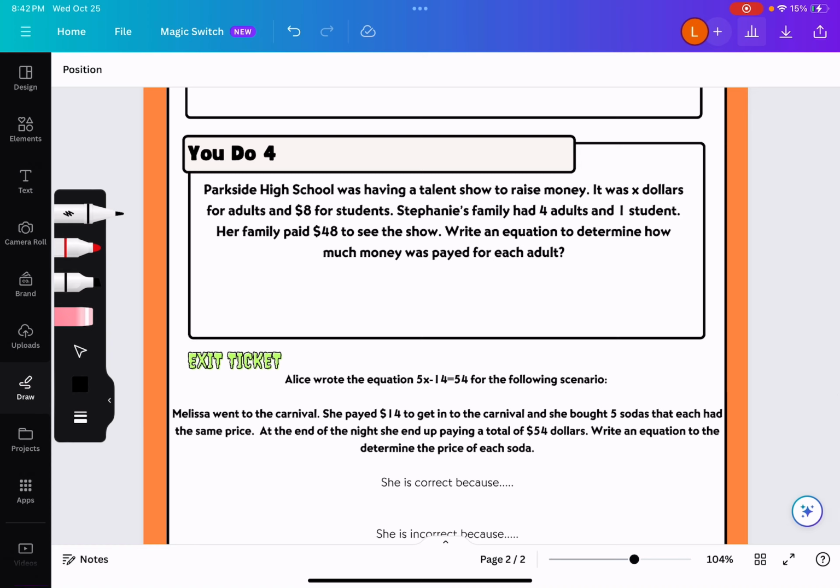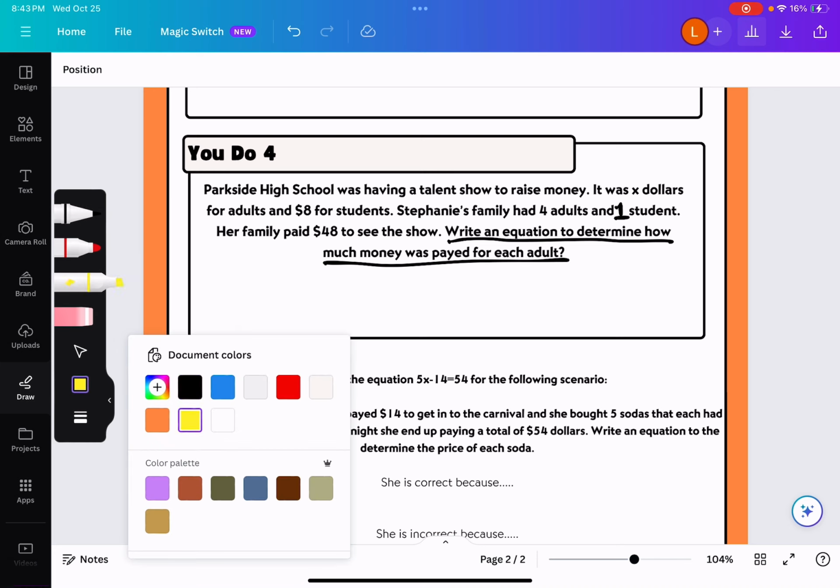It says Parkside High School was having a talent show to raise money. It was X dollars for adults and $8 for students. Stephanie's family had 4 adults and 1 student. Okay, and 1 student, her family paid $48 to see the show. Write an equation to determine how much money was paid for each adult.